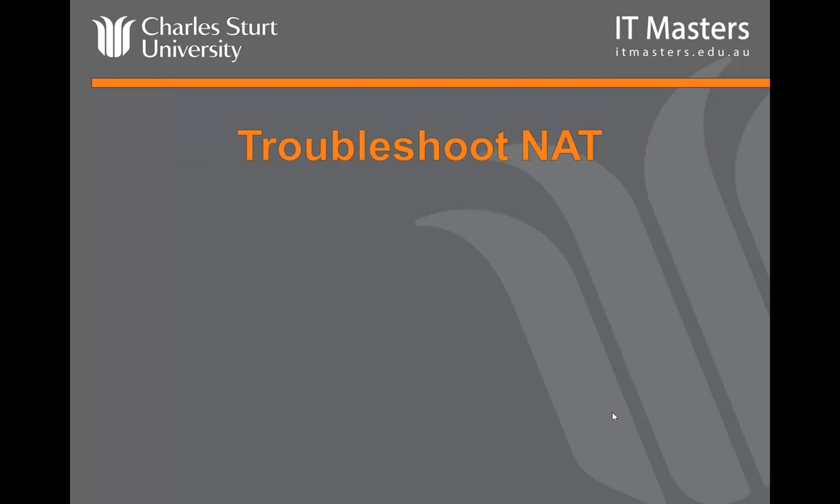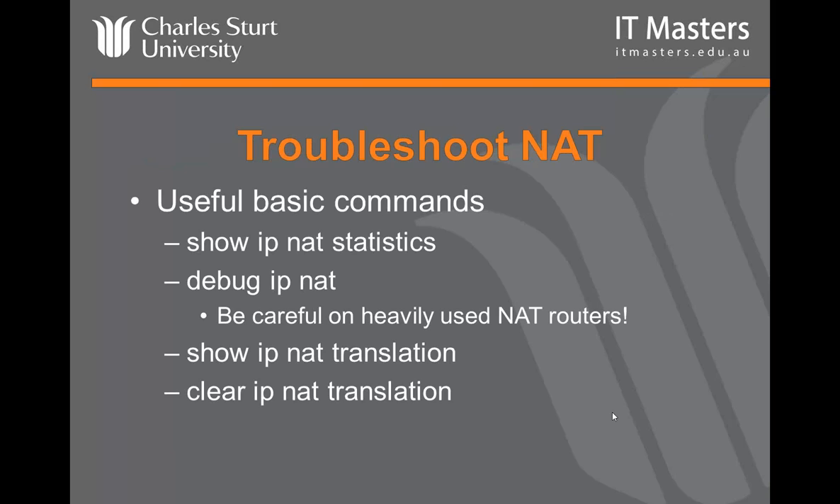Okay, troubleshooting NAT, and you don't need to know these in too much detail, but I just want to make you aware of some of the commands that you can use. So useful basic commands: show ip nat statistics. That'll give you an idea of what's being matched, how many matches are made, so again, just basic information. You can also debug ip nat.